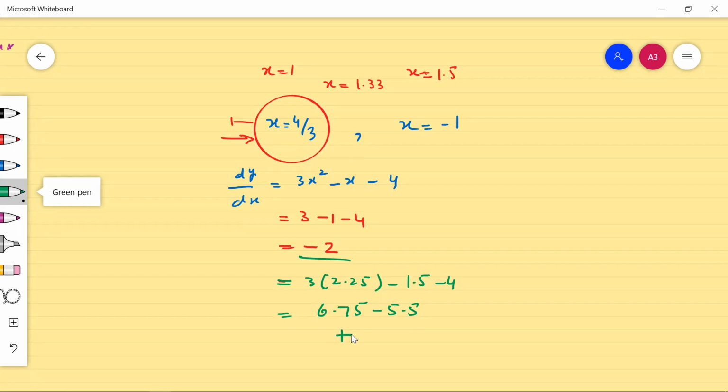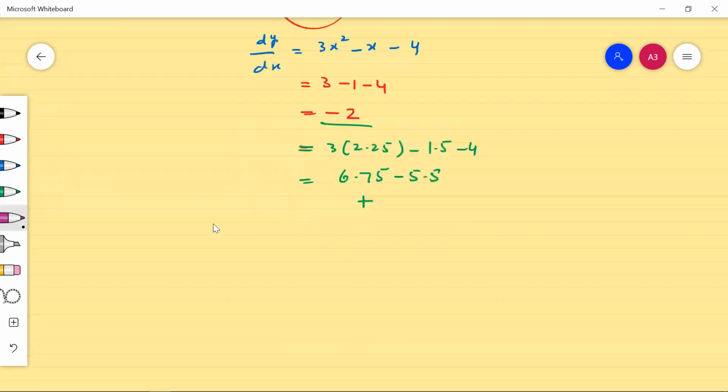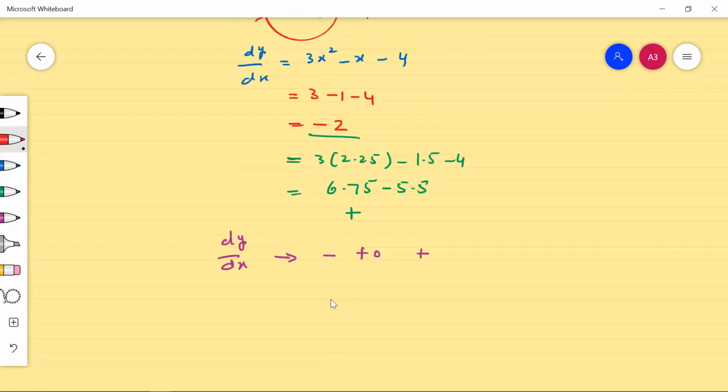The sign is positive. We don't have to do anything with the answer. So this means the derivative is changing sign from negative to positive. dy over dx is going from negative to positive. It means the point is a minimum. So x is equal to 4 by 3 is a minimum.